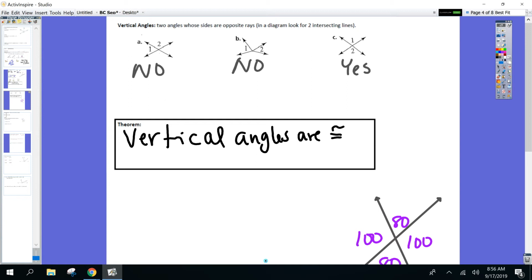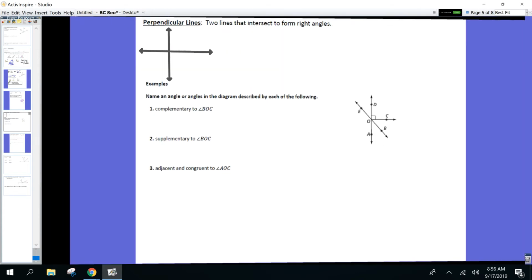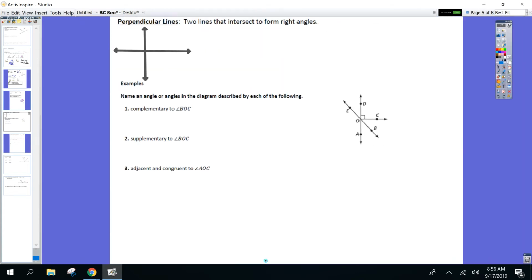Linear pairs and vertical angles, anything you want to ask? Because I'm going a little different direction with this next one, which is perpendicular lines. Perpendicular lines: two lines that basically form a right angle. A triangle too? Sure. Okay.